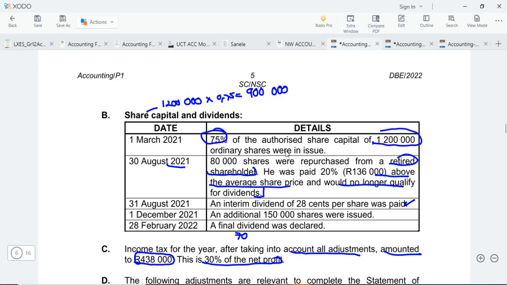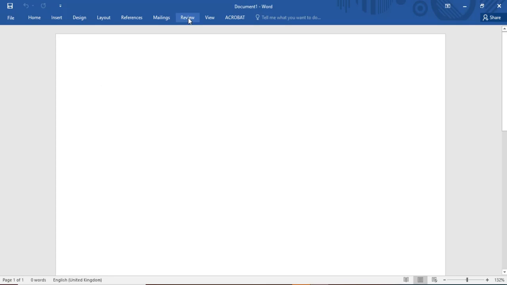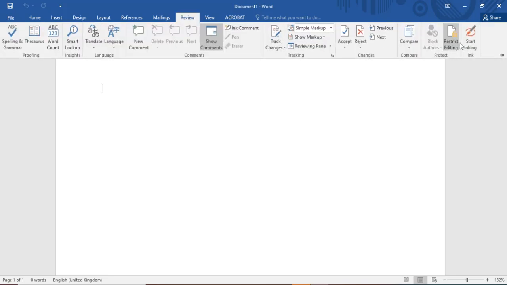Now for me, what I do when the information is like this, I try to write this in a normal way. I know 20% is 20 out of 100, so it means I need to get my 100% first, okay, which will be my average share price. Now for you to be able to do that, you're going to write down the information that you have, and then in these questions you need to also apply what you learned from the prior years.